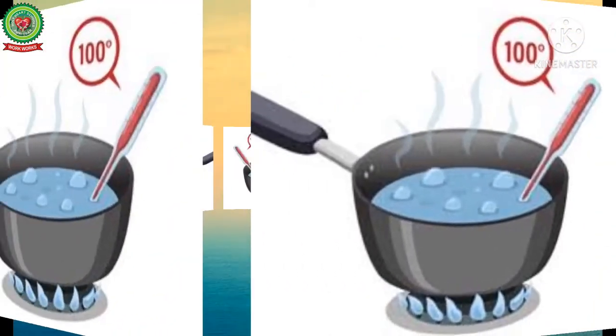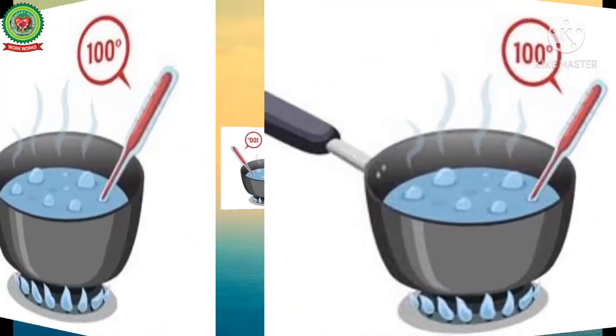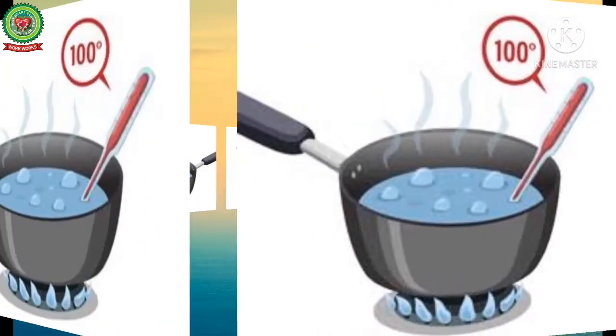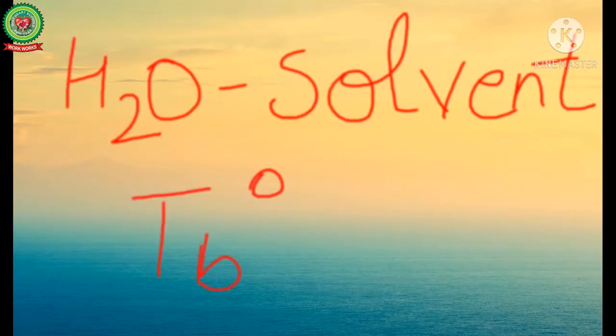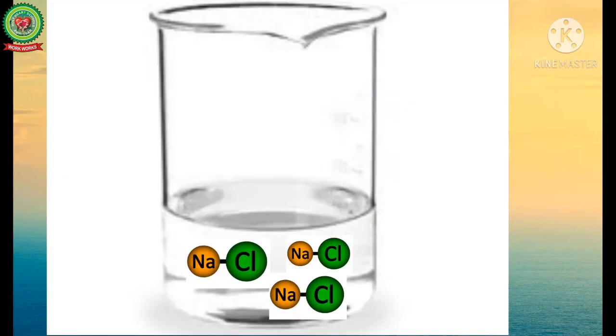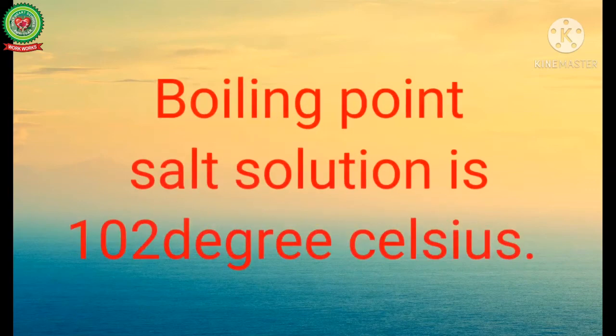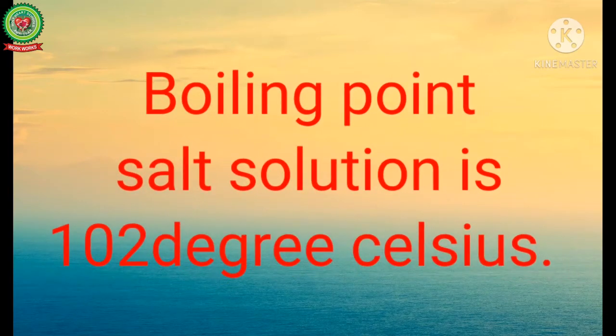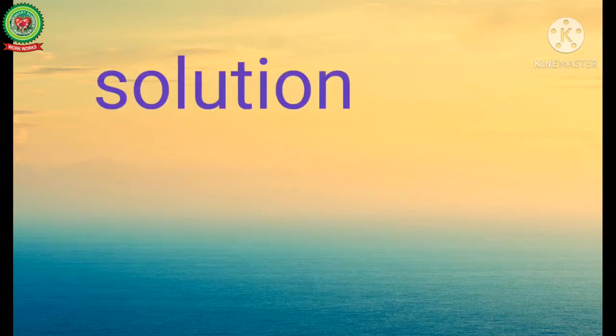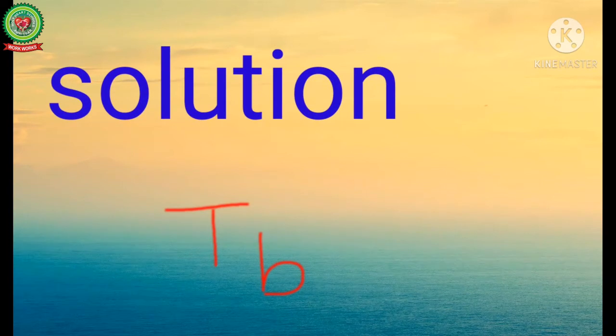Let us note down the boiling point of pure water, that is 100 degree Celsius, and water acts as a solvent and it is denoted by TB naught. Now note down the boiling point of water containing salt in it, so it will act as a solution. The boiling point of salt solution is 102 degrees Celsius and it is denoted by TB.